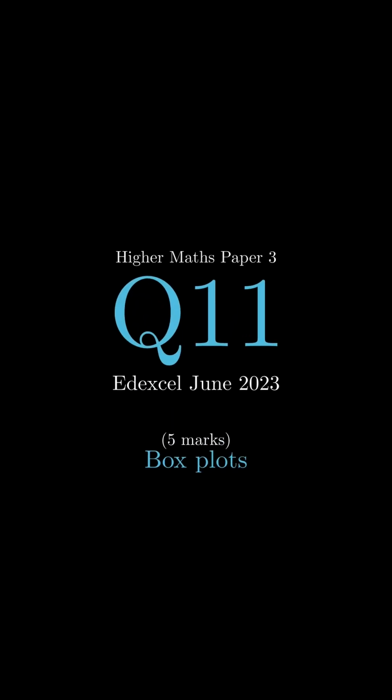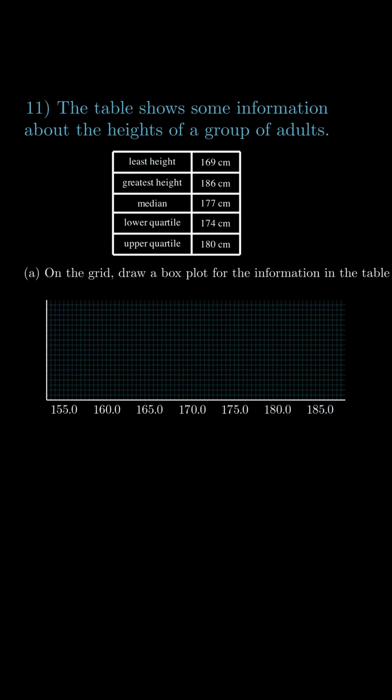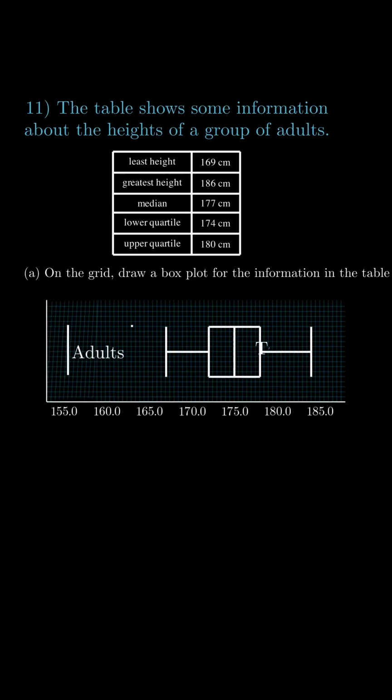Question 11. The table shows some information about the heights of a group of adults. Part A for 3 marks. On the grid, draw a box plot for the information in the table. To plot the information from the table, we can start drawing vertical lines at the least and greatest height, then at the lower quartile, followed by the median, and lastly at the upper quartile. Then we can draw horizontal lines joining the least value to the lower quartile. We do the same for the upper quartile and the greatest height, and lastly we join the quartiles into a box shape.